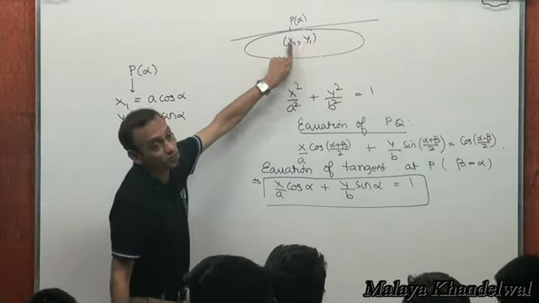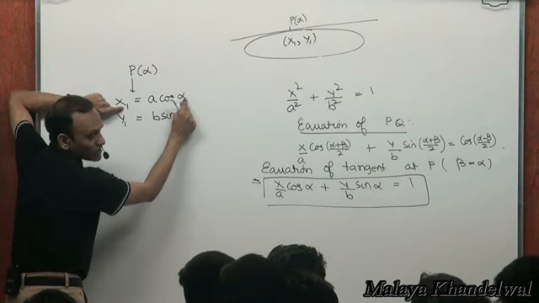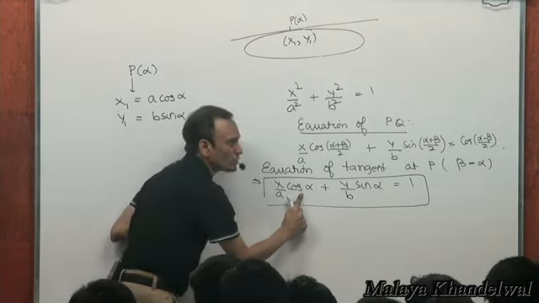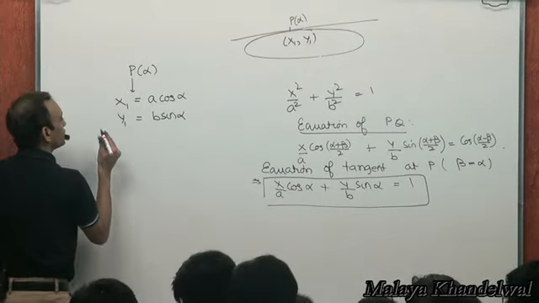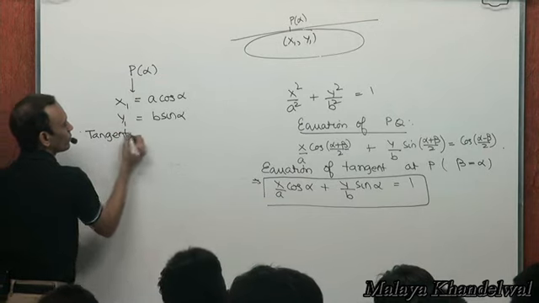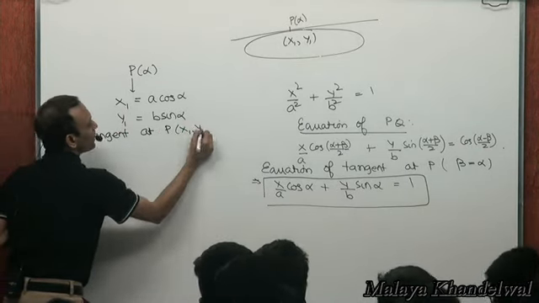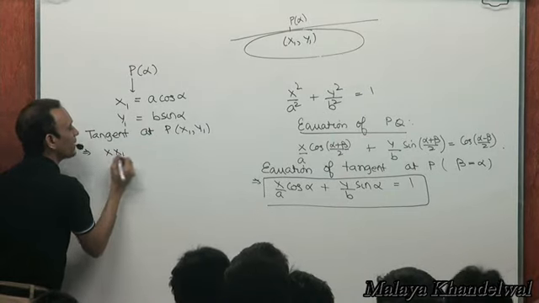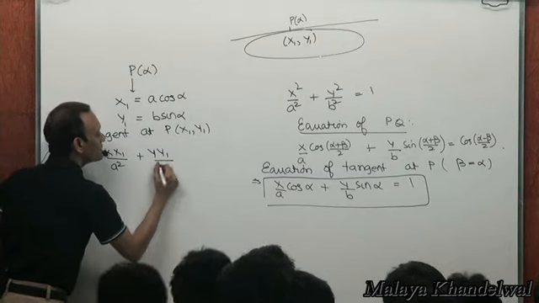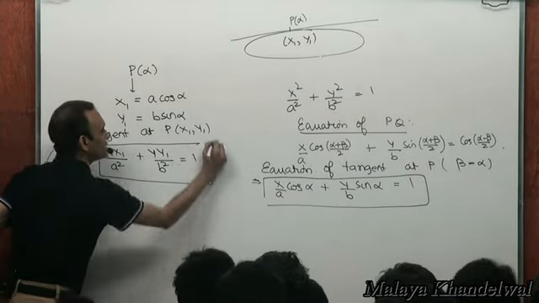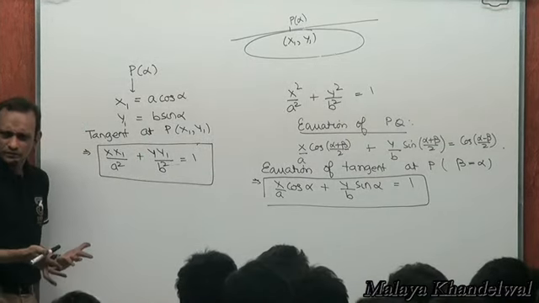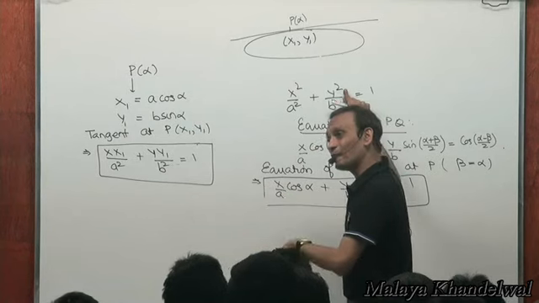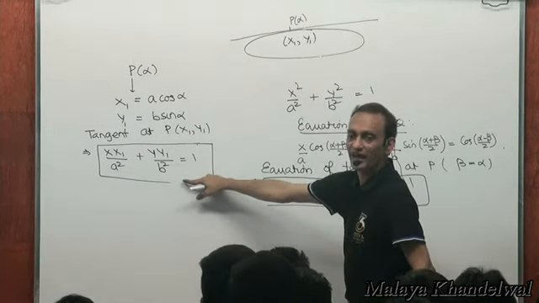If I want to find the equation of the tangent in terms of x1, y1, then what I do is, I say x1 is a cos alpha, y1 is b sin alpha, replace cos alpha by x1 by a, replace sin alpha by y1 by b. Then the equation of the tangent at x1, y1 will become xx1 by a squared plus yy1 by b squared equal to 1, yes or no? All that has been done is the x squared has been replaced by xx1, y squared has been replaced by yy1, right? This becomes the equation of the tangent at x1, y1.